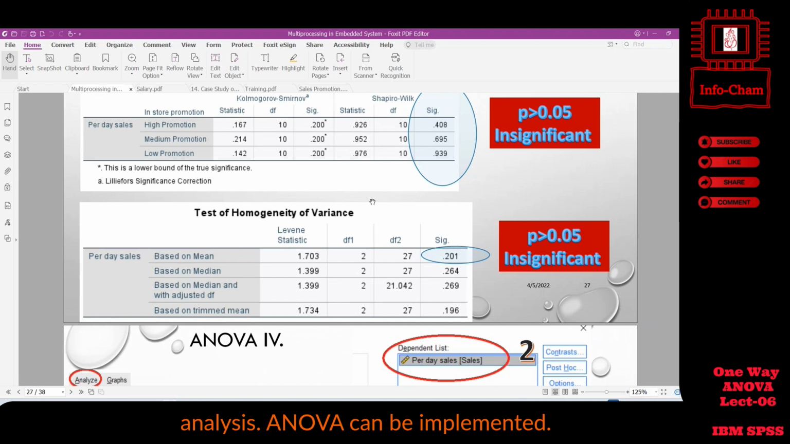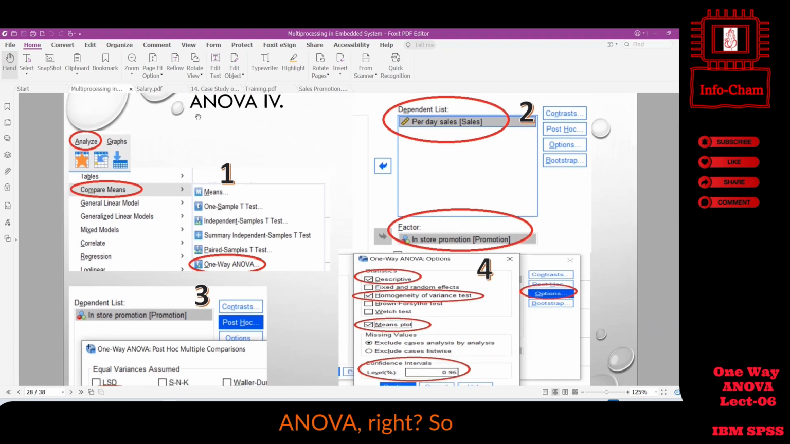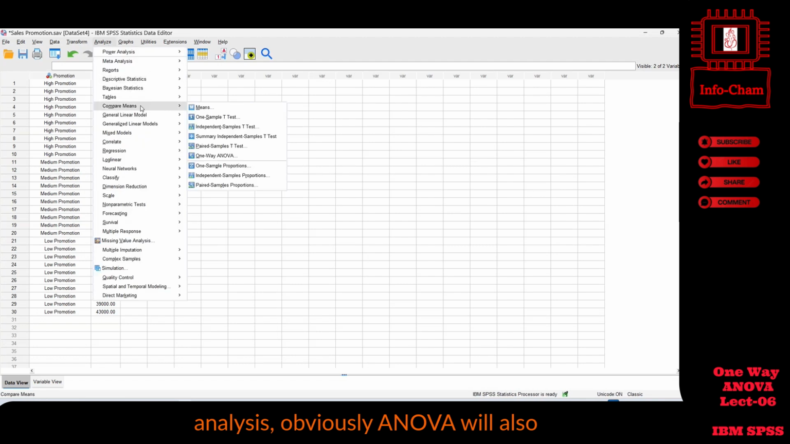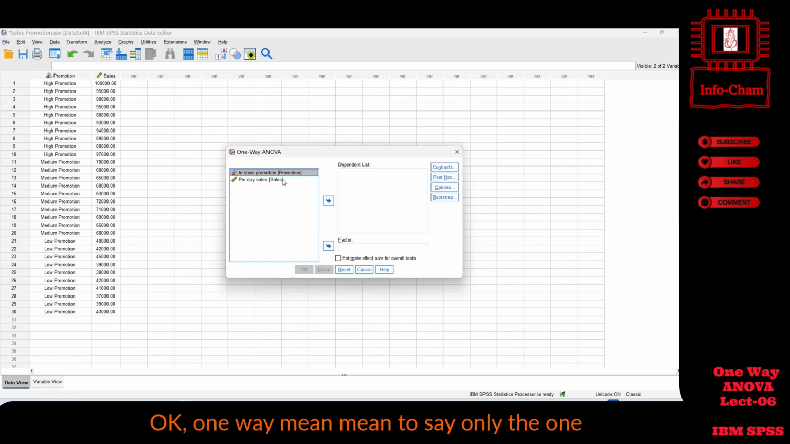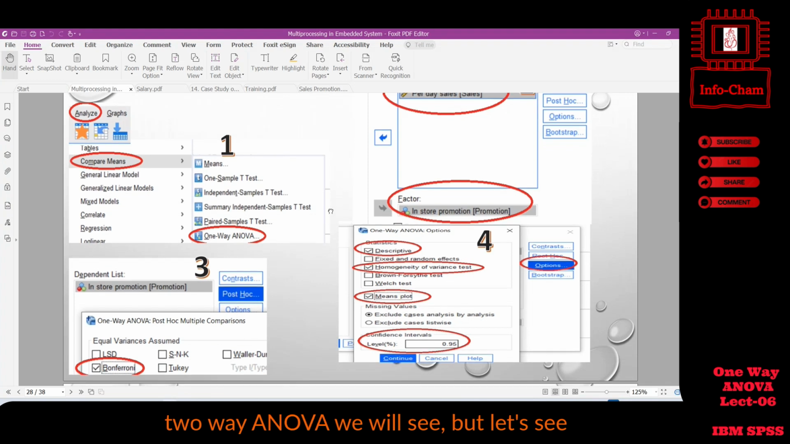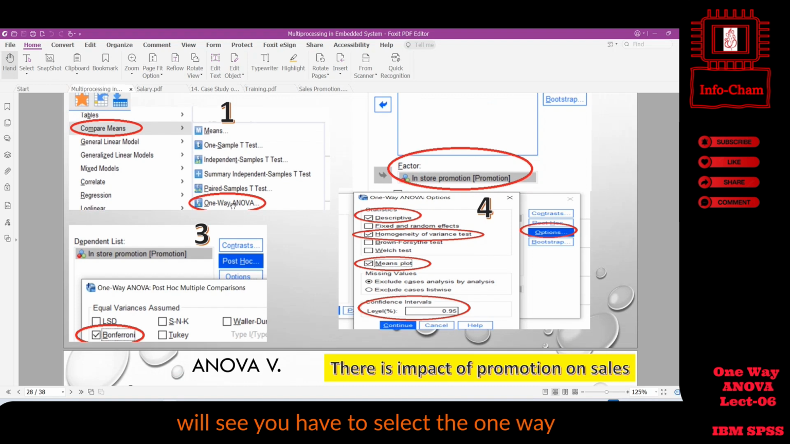ANOVA can be implemented. Now how can we implement the ANOVA, right? For the analysis, obviously ANOVA will also do the same, comparing the means, but the means of three categories. Here, you can see the one-way ANOVA. One-way means only one factor, depending upon the variables, right? There is also a two-way ANOVA that we will see, but let's see the one-way ANOVA first. You have to select the one-way ANOVA.